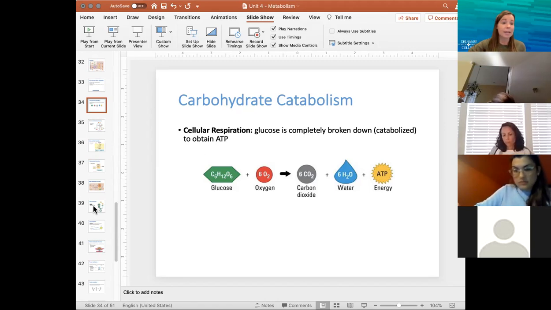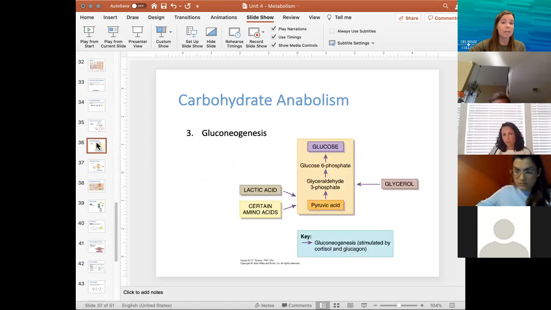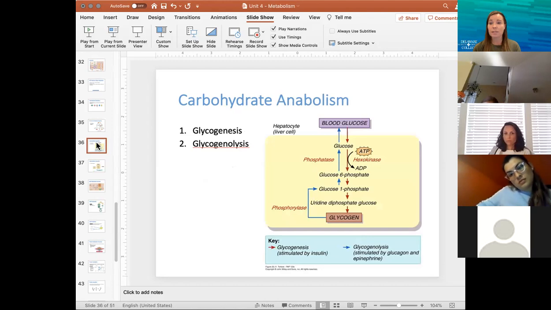Okay, so that is the breakdown of glucose. It is just the whole process of cellular or aerobic respiration. Carbohydrate anabolism, though, is forming carbohydrates. There are a couple of different processes that can occur to form a carbohydrate. Glycogenesis is the first one. And right next to it, you can put that glycogenesis is putting many glucose molecules together to make glycogen.